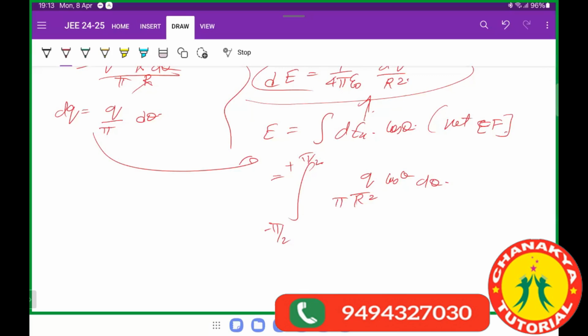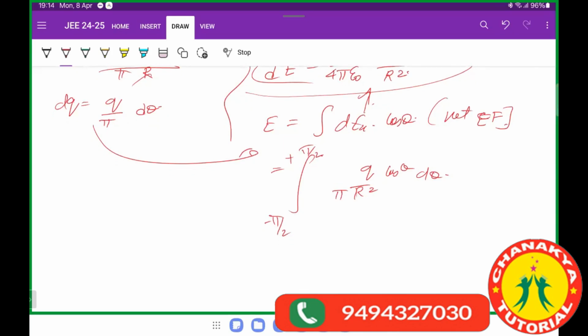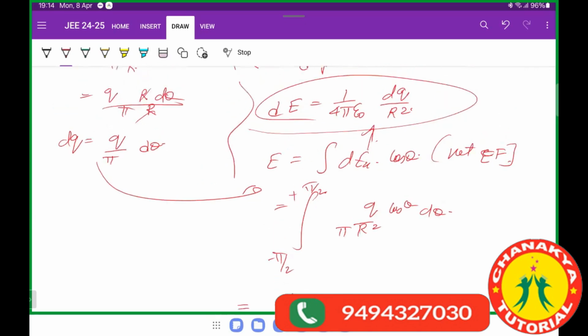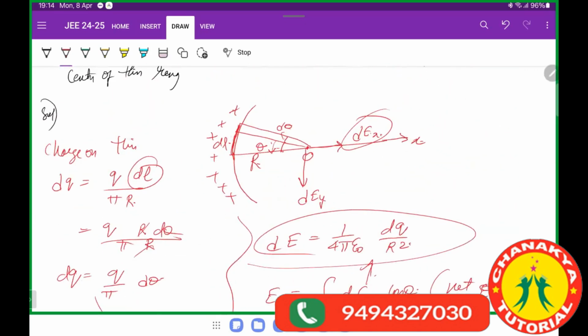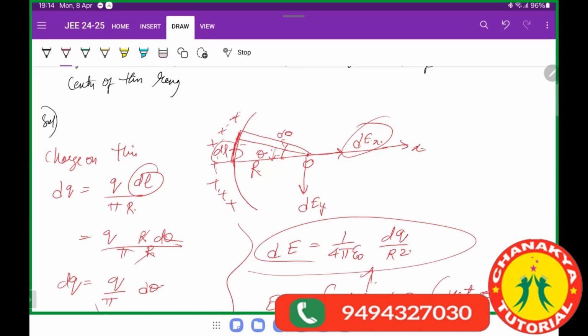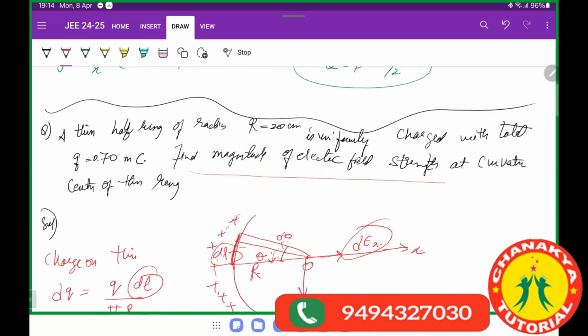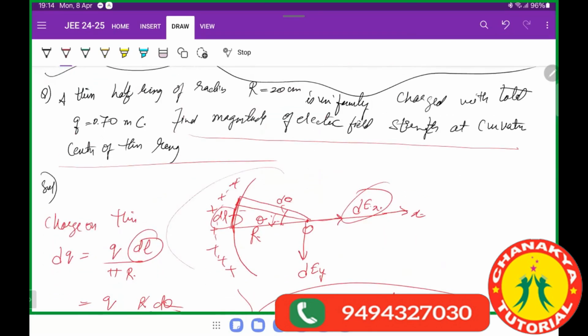Sir, are there any options? No, this is just a question. Okay, then the integral of cos component, integration of cos is sine. So is taking an integral compulsory, or do we have any other way as well? We have to take the integral because this is for one small element, so like this, we have to add all. Find the magnitude of electric field strength at the center of curvature. So overall, we need to find that.